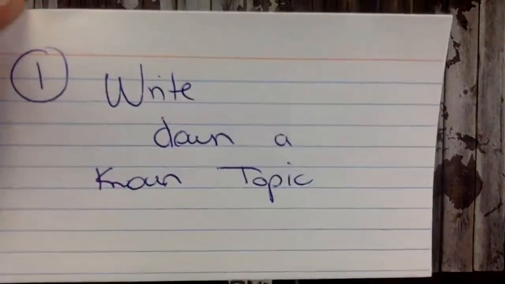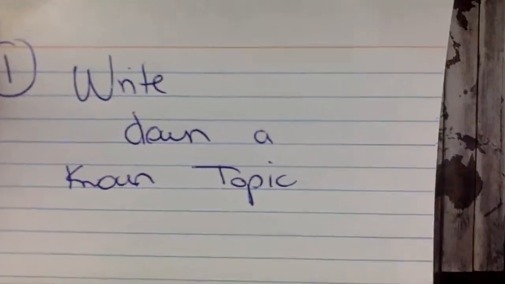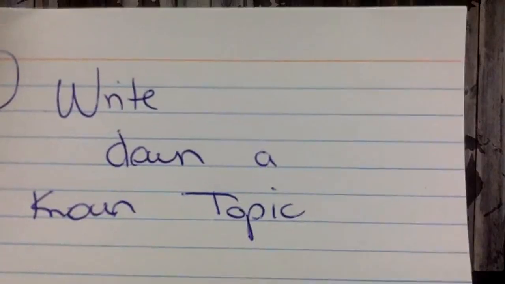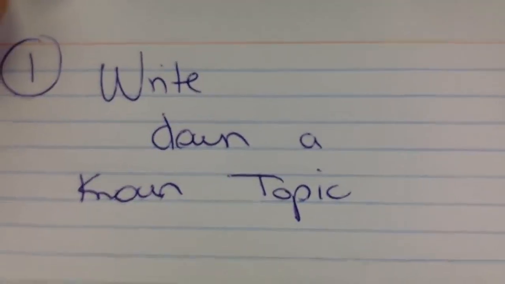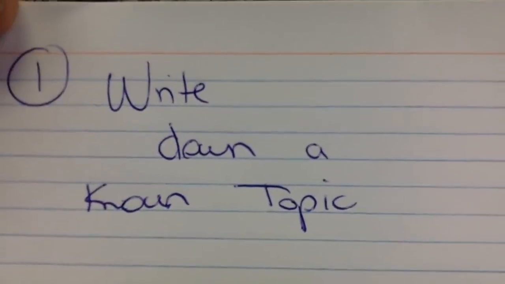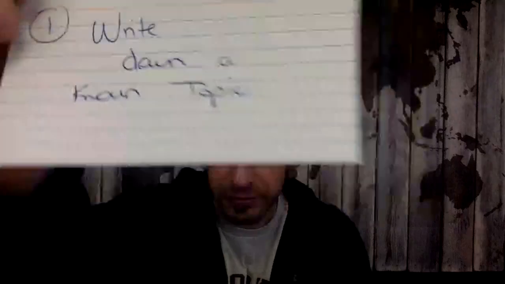So the first step is this. Write down a known topic. Thank you, Sarah. Write down a known topic. So what you're going to do is on Sunday, you are going to write down as many known topics as you can, what you know or what you've experienced. And it could be in life or in business.